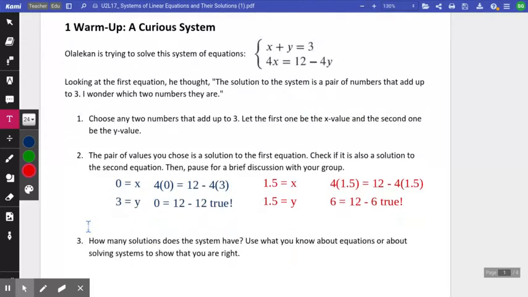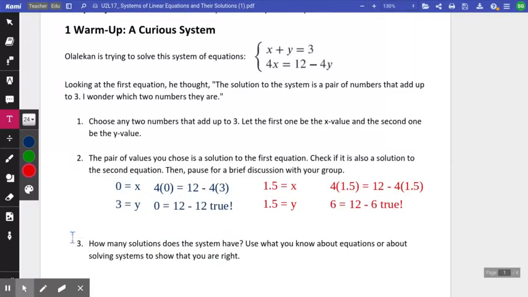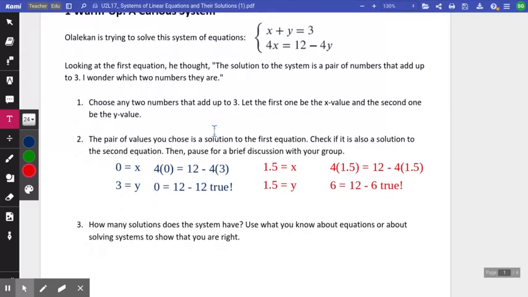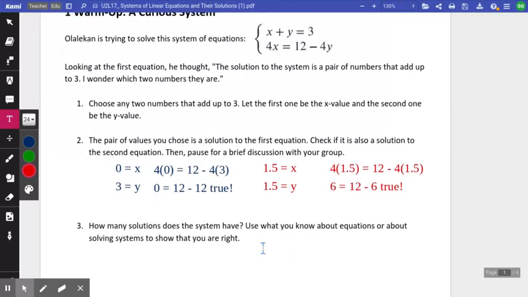Well, let's go on to number 3. Number 3 is asking, how many solutions does the system have? Use what you know about equations or about solving systems to show that you are right. Based on our observations from number 1 and 2, you might already have an idea what the answer is to this question in number 3 that asks how many solutions does the system have. Before we answer that question, I want to think of this question or the system in one other way. Let's go ahead and solve it. We haven't solved the system yet. In past lessons, we've talked about different ways you can solve.